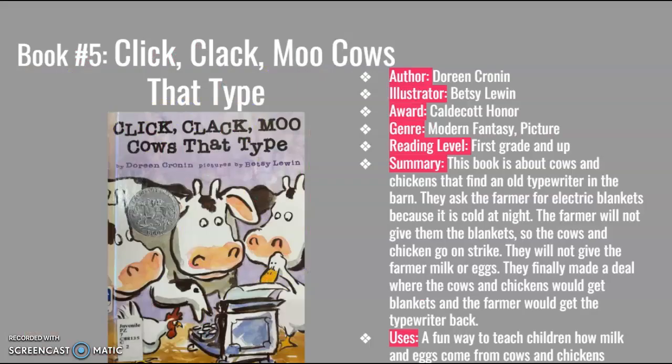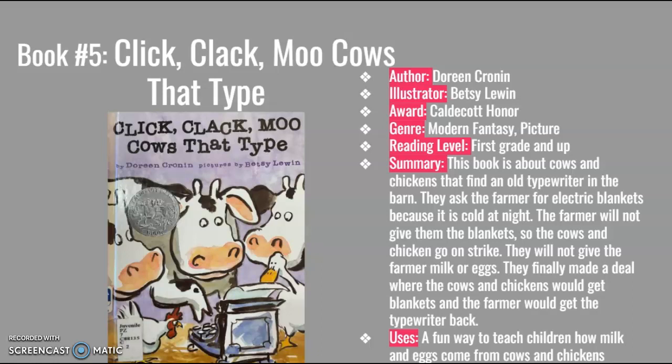And then for my fifth book, I have Click Clack Moo Cow That Types. And this was by Doreen Cronin. The illustrator is Betsy Lewin. The award is the Caldecott Honor. The genre is modern fantasy and picture. The reading level is first grade and up.